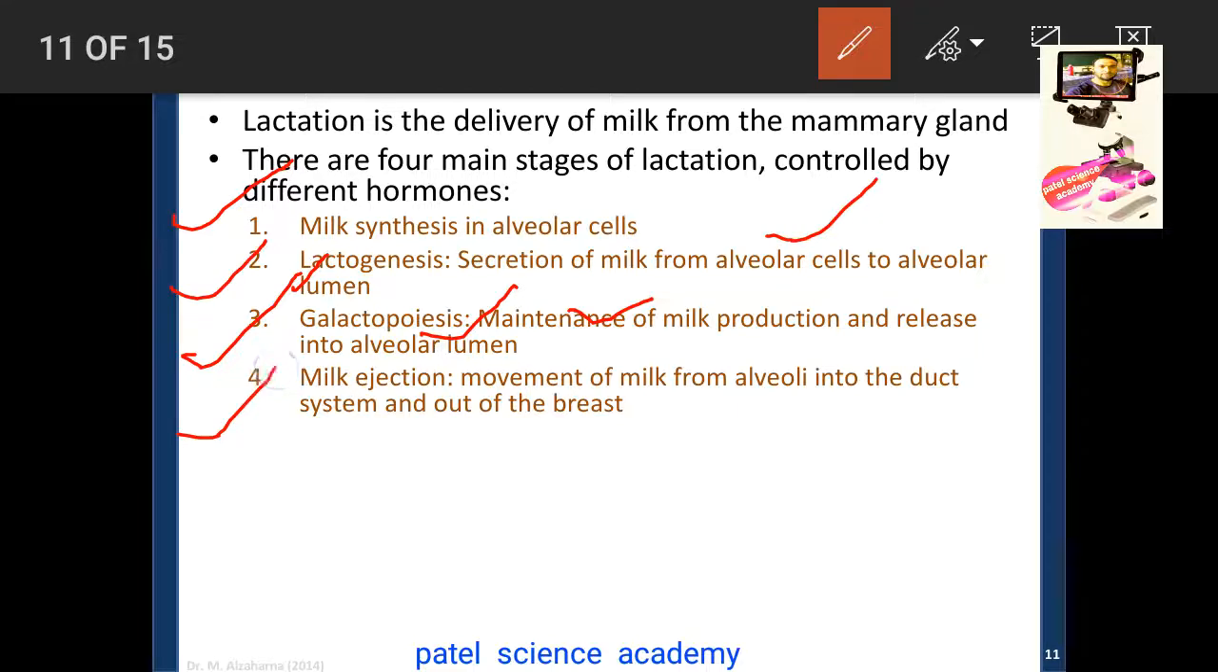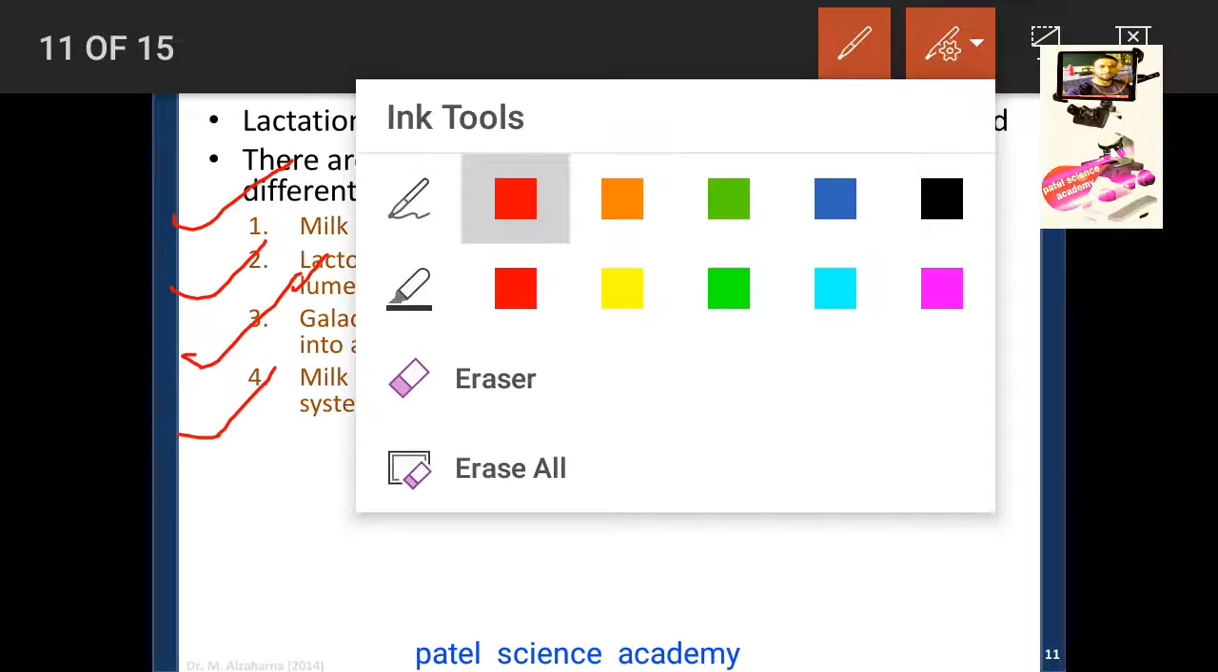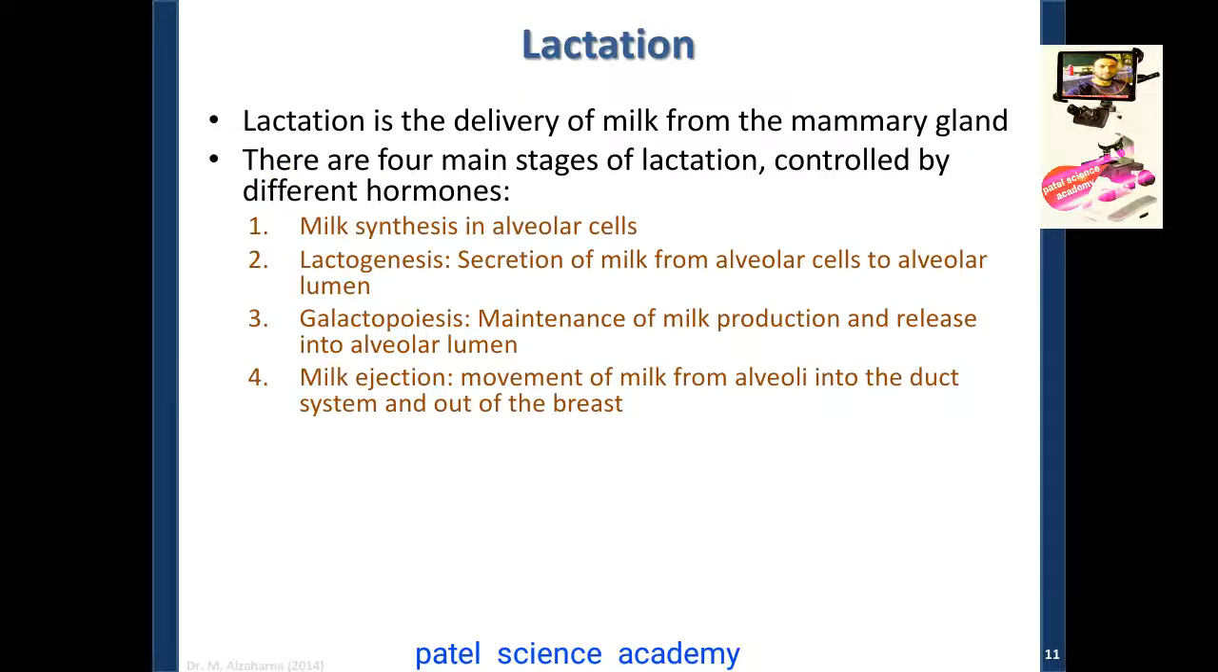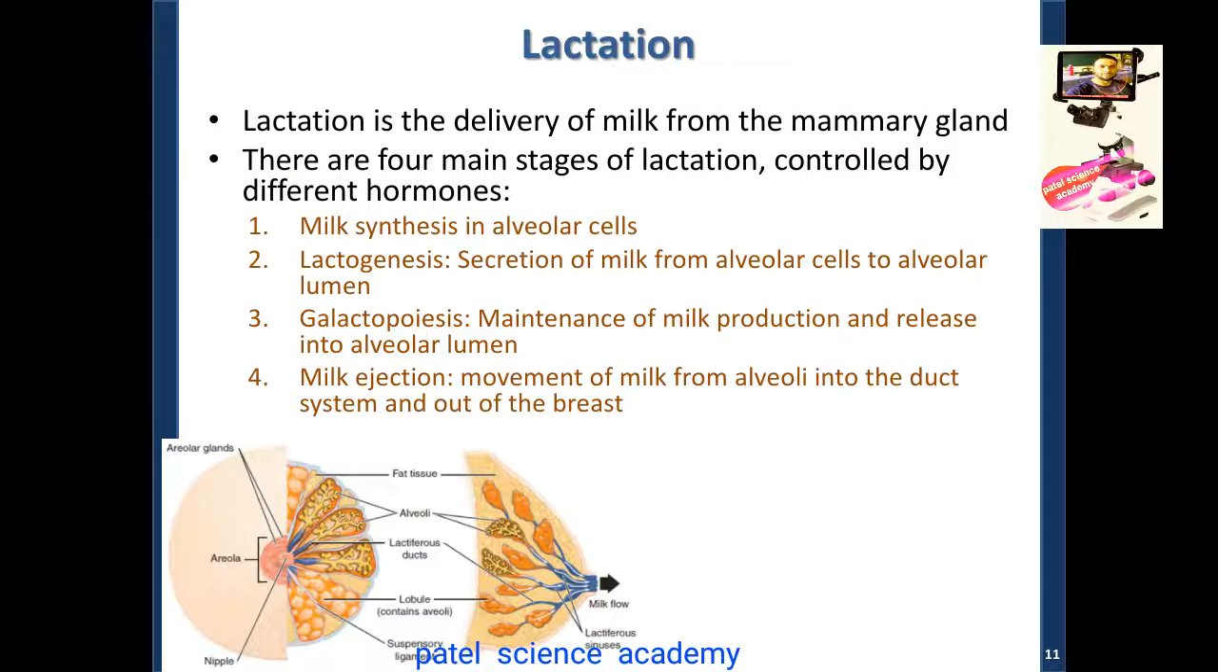Then the milk ejection. After the production of the milk, after lactogenesis and galactopoiesis, the process of ejection of the milk takes place, and it is the movement of the milk from the alveoli into the duct system and out of the breast. This is about lactation.